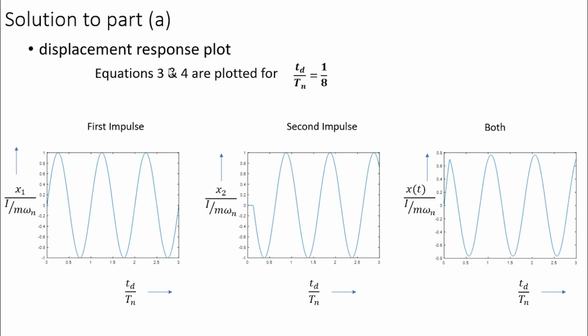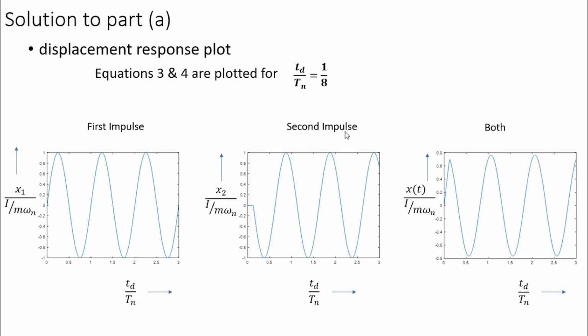Now we can plot these responses, the individual responses and the total responses, for various values of td by tn. So first, this result is for td by tn equal to 1 by 8. The first impulse response is this. The amplitude of this first impulse response is x1 by I by m omega n equal to 1. That means the amplitude of x1 is equal to I by m omega n. So that is equal to the static response.